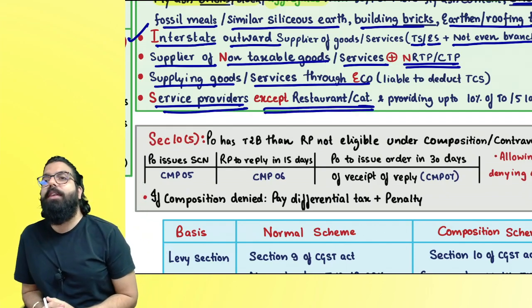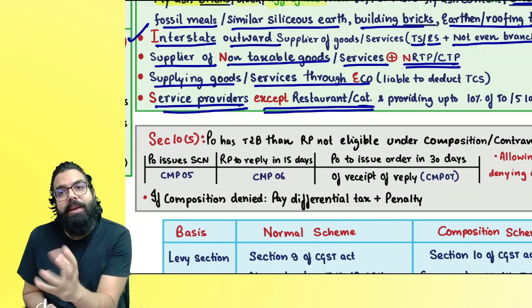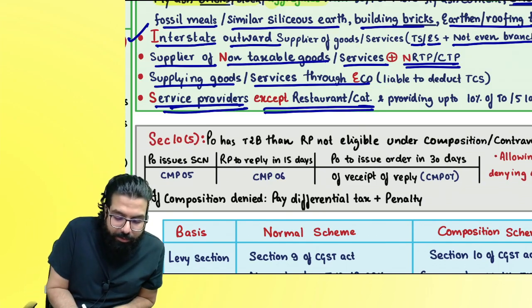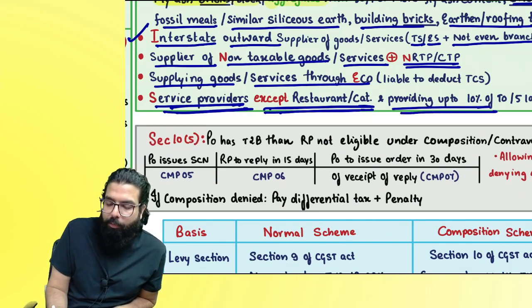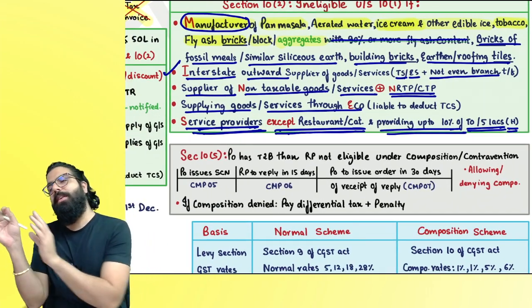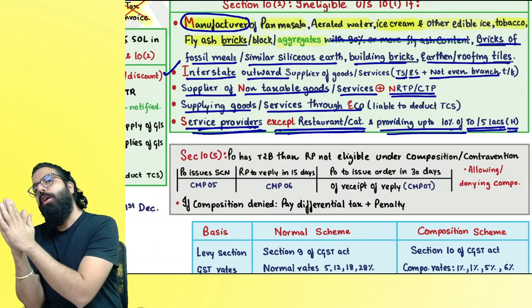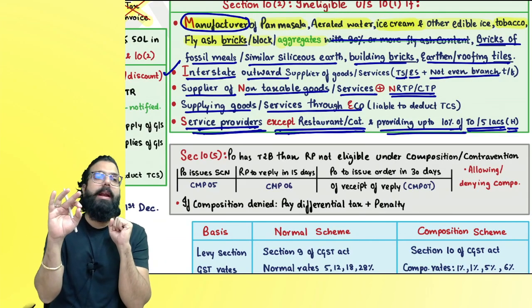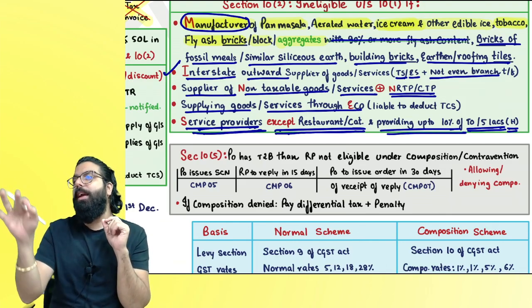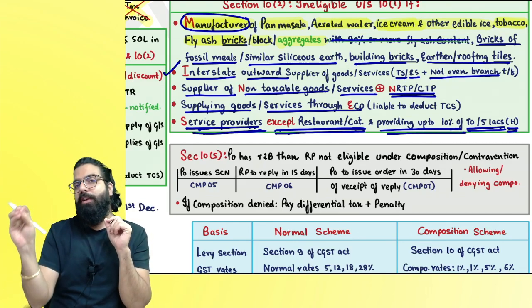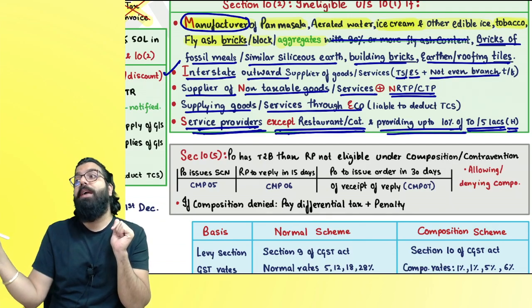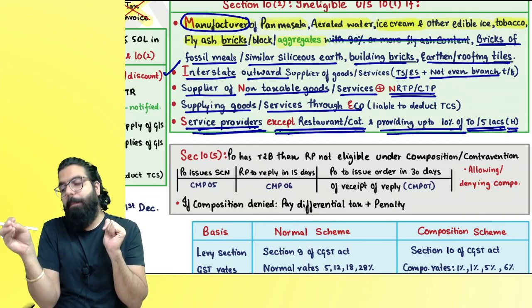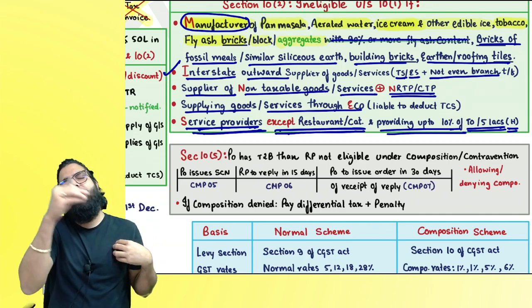If you are a service provider supplying only a little service, then it is okay. If you are a restaurant or catering, then also you are eligible. Or if you provide services up to 10% or 5 lakh, whichever is higher, then also you are eligible under section 10(1) and you can be under the composition scheme. So who are the people eligible under composition? MTR: manufacturer, trader, restaurant. Manufacturer pays 1% of turnover, trader pays 0.5% of taxable turnover, and restaurant pays 2.5% and 2.5% from their own pocket.